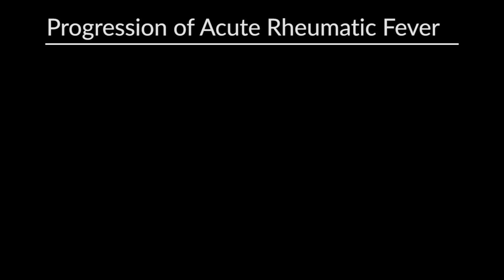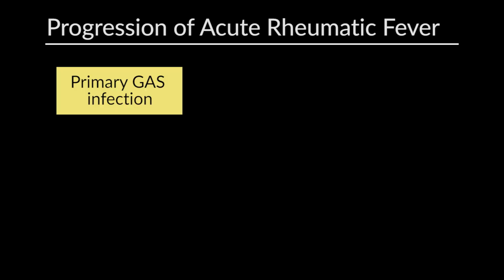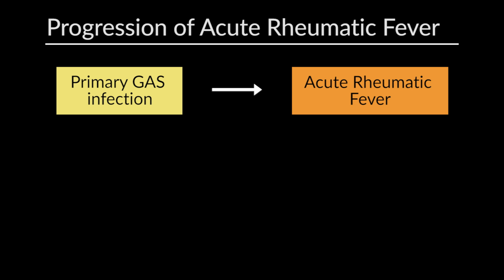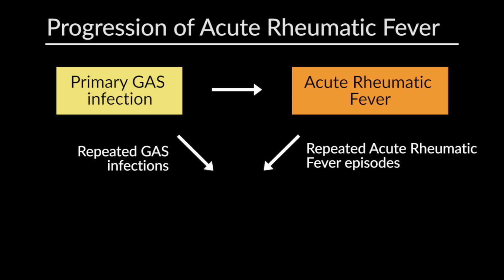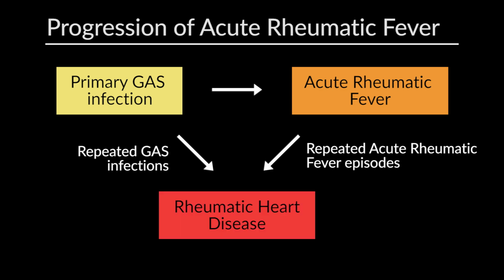It starts initially with a group A Streptococcus throat infection, which, due to a certain number of factors, leads to acute rheumatic fever. And during repetitive episodes of group A Streptococcus infection in the future, it causes recurrent acute rheumatic fever that leads to rheumatic heart disease with all its complications.